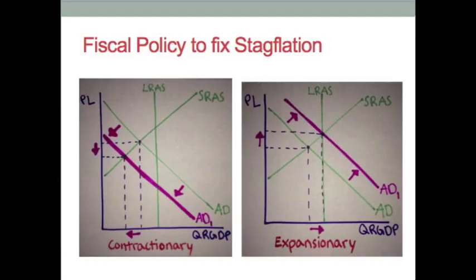For stagflation, a contractionary policy would decrease aggregate demand and is used when decreasing price level is the main concern. An expansionary policy would increase aggregate demand and is used when increasing unemployment is the main concern.